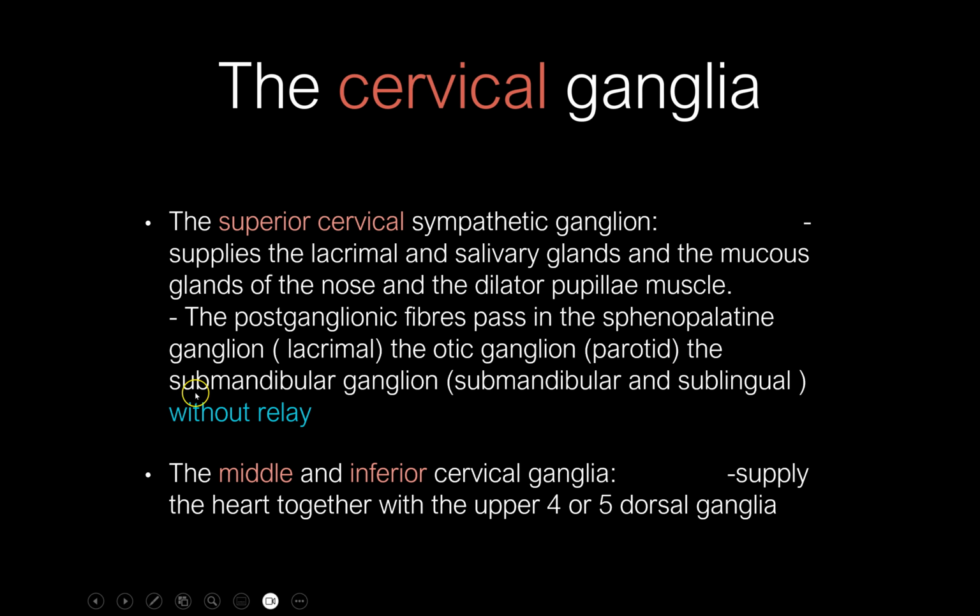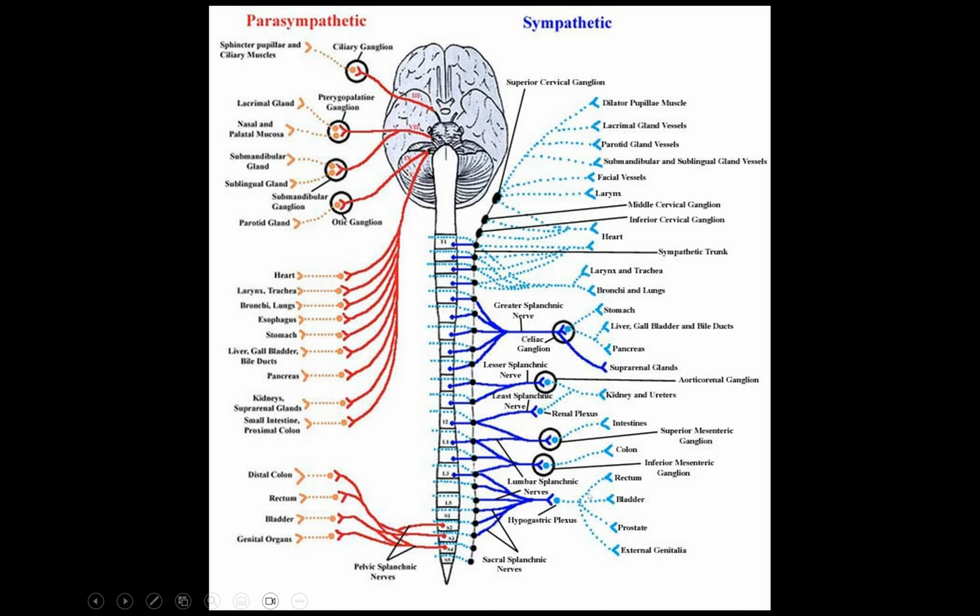However, the middle and inferior cervical ganglia are involved with the innervation of the heart and receive fibers from the upper 4 to 5 dorsal ganglia. The heart receives its innervation from the middle and inferior cervical and upper 4 to 5 dorsal ganglia. And here we can see, as a general rule, the sympathetic preganglionic fibers are short. Why? Because the sympathetic chain is near the cord.